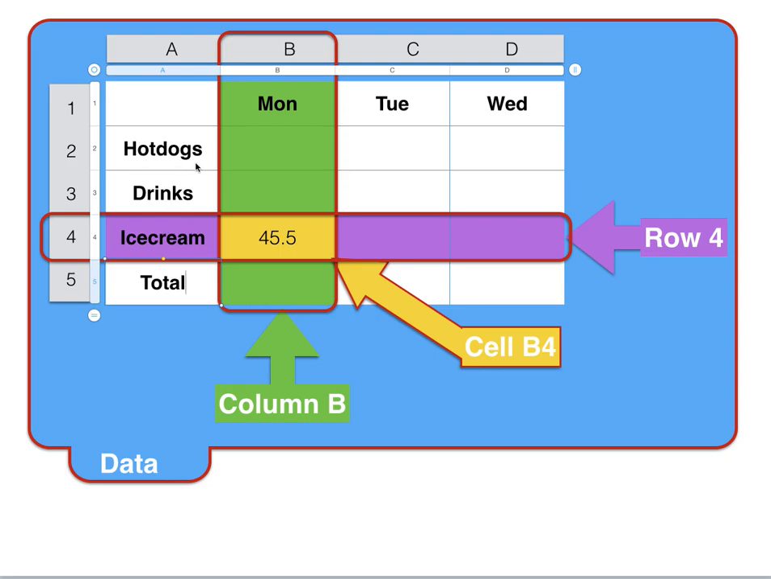Labels can be text. You can't do maths with them. You can manipulate them. We can find out how many characters, what's the left column. We can't do basic maths. We can't add hot dogs to drinks. We can conjoin them, but we can't do the maths on them.